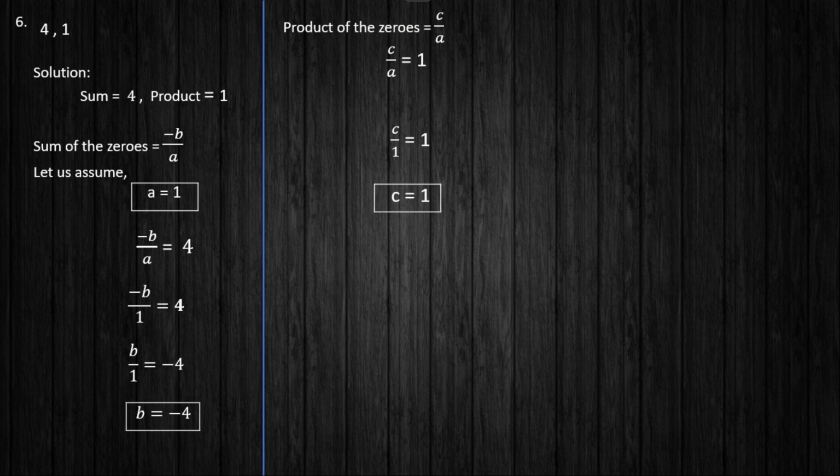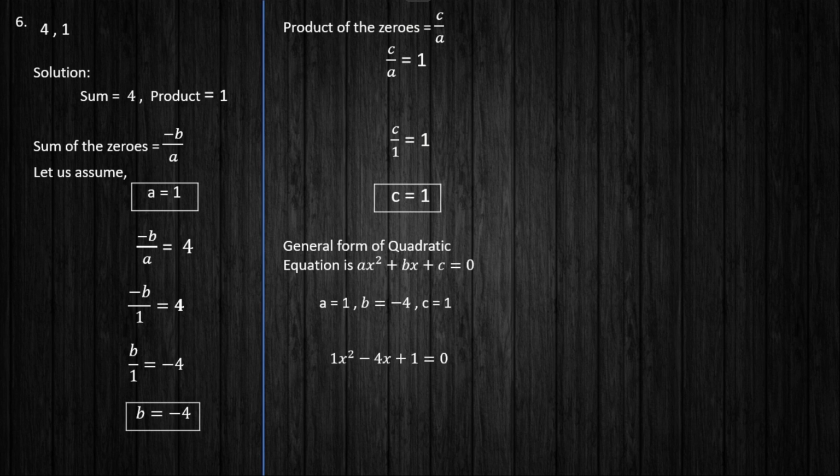After obtaining a, b and c values, we need to substitute them into the general form of the quadratic equation, that is ax square plus bx plus c is equal to 0. We need to substitute the values a is equal to 1, b is equal to minus 4 and c is equal to 1 into the above equation. So the equation will become 1x square minus 4x plus 1 is equal to 0.